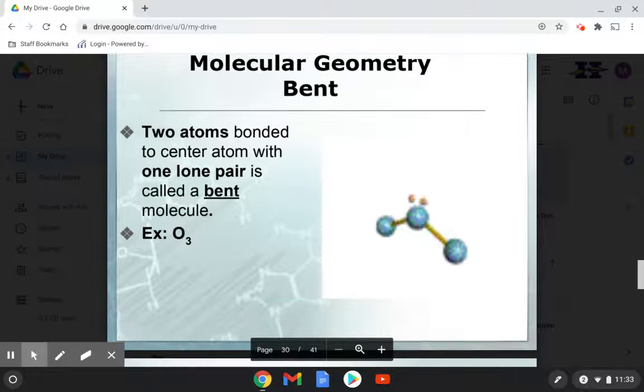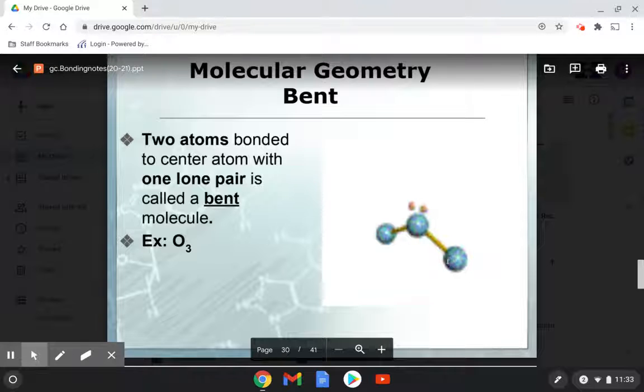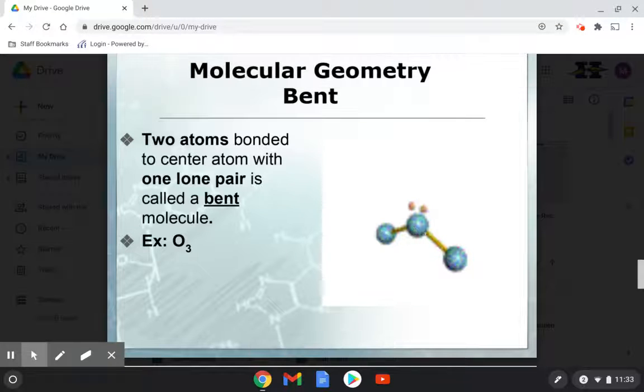Molecular geometry bent. This is when 2 atoms are bonded to a center atom with 1 lone pair, and this is called a bent molecule. Again, what we see here with ozone is 2 oxygen atoms binding to a central oxygen atom, and you see that lone pair here. With that bend, it's causing this 120 degree angle, and again, the electrons want to stay away from each other.